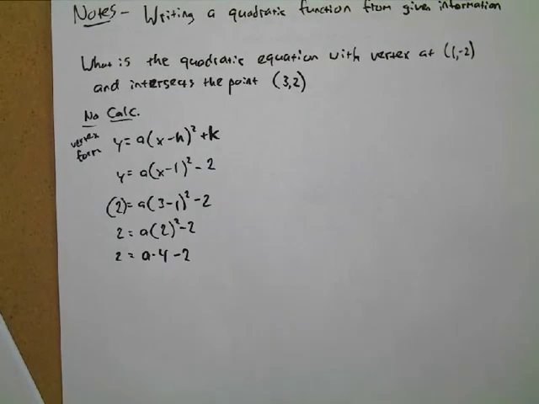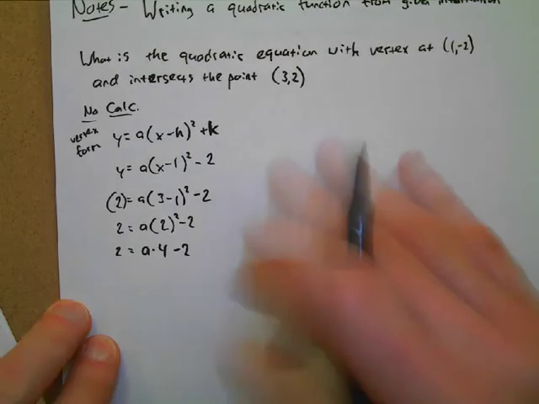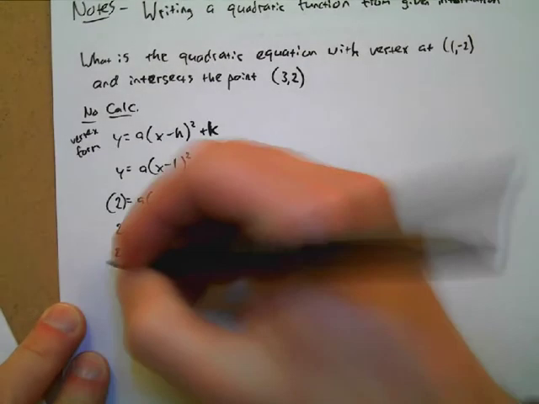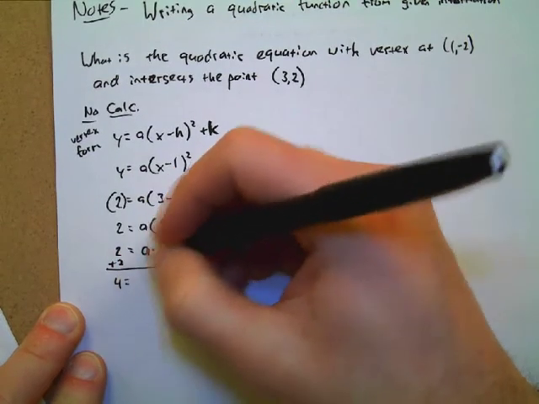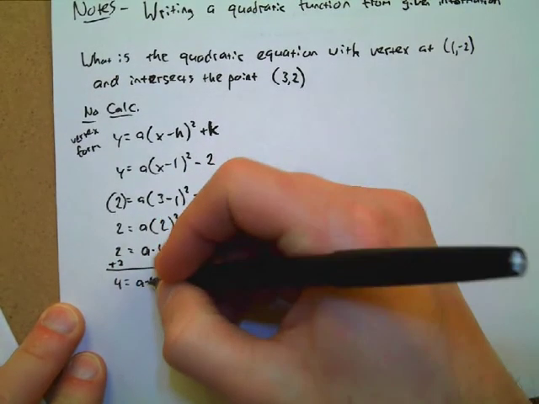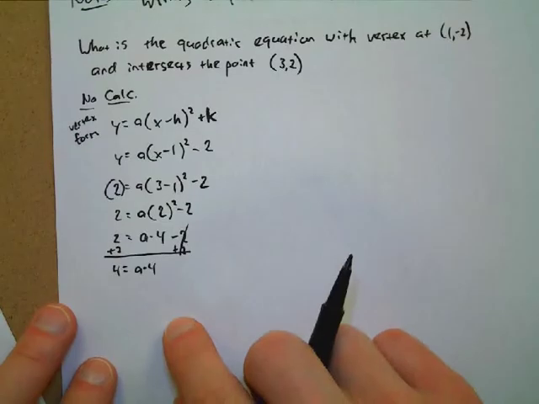Move the a over and then move the 2 over. So let's move the 2 over first. We'll add this 2 to both sides to cancel the minus 2. And then a times 4. How can I get rid of this times 4, which we do to both sides now? Divide by 4, right?